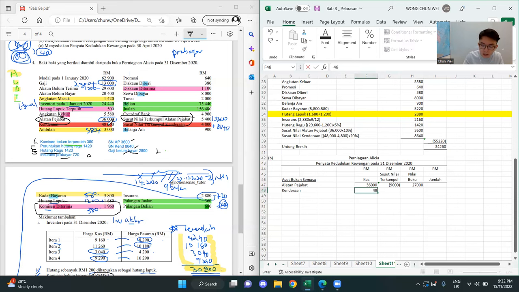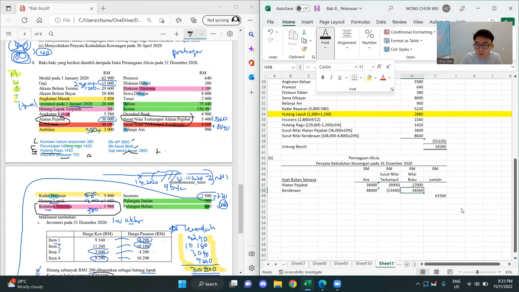Next, for your kenderaan is 48,000. And then what is the susut nilai terkumpul for this kenderaan? You do the same thing. The original 4,800, you have to plus your susut nilai kenderaan for this year, which is 8,640. So after you add them up, what do you get? You get 13, so remember the bracket, 13,440. So your nilai buku, 48,000 minus 13,440, you get 34,560. And then after that, you check if there is any other asset bukan semasa. So I don't think so. I think that's it. So you add up and put inside your jumlah. All right, so this is your jumlah aset bukan semasa.